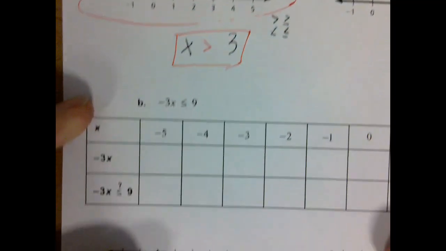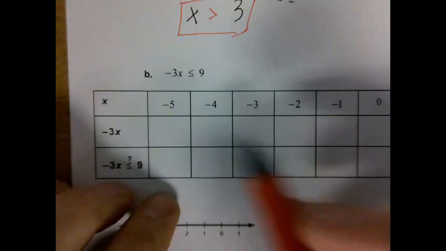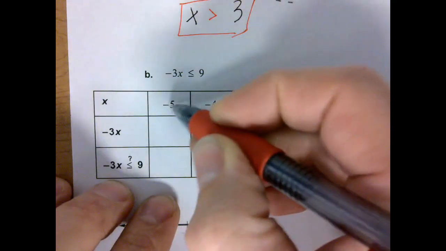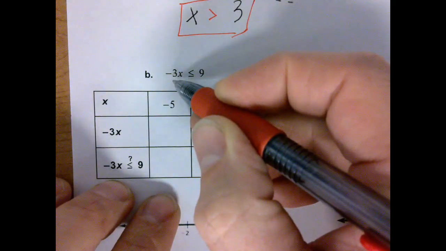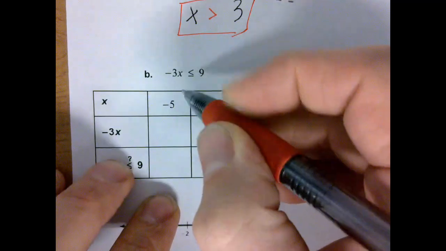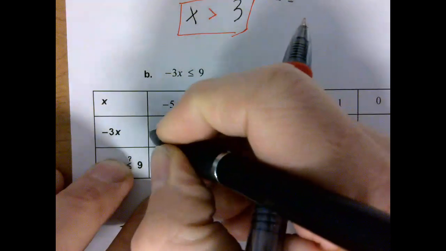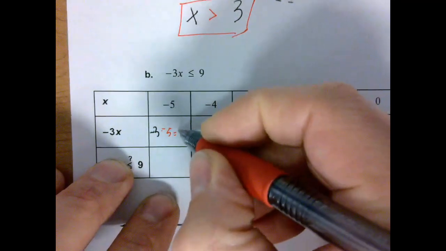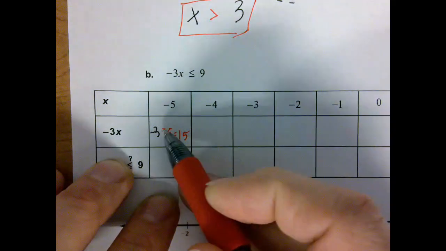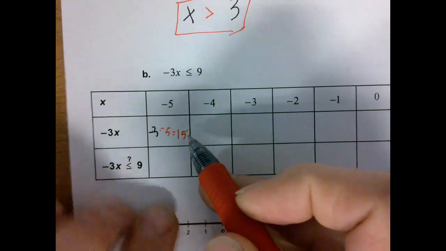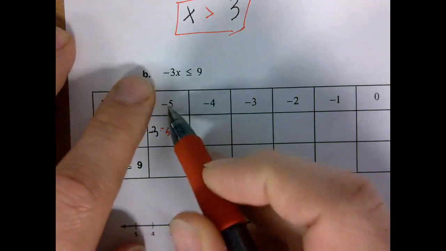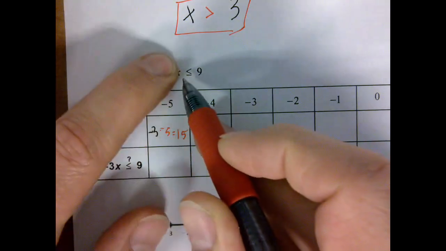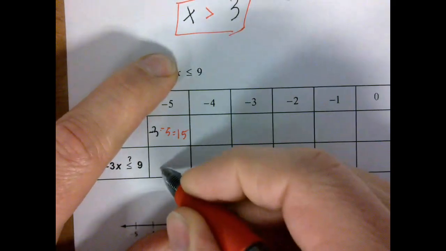From there, part B. Again, checking some values to see if they work. We're going to substitute in these numbers into this spot. We're going to plug it in for x and fire away. So we're going to take that -3 times this x value of a -5. Careful, they're the same sign. That gets us a positive 15. So when I plug a -5 in here, I get 15. Is 15 less than or equal to 9?